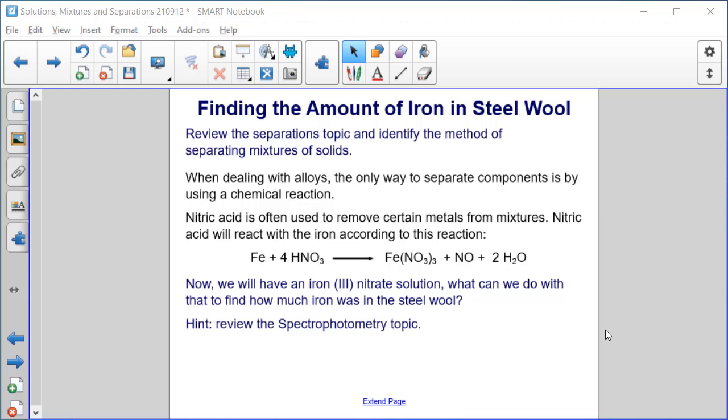So if we put the sample of steel wool into a nitric acid solution, the iron will dissolve into the solution and then we'll have iron nitrate. Now what do we do? What do we do when we have an ion dissolved in the solution? Go back and review that spectrophotometry topic.